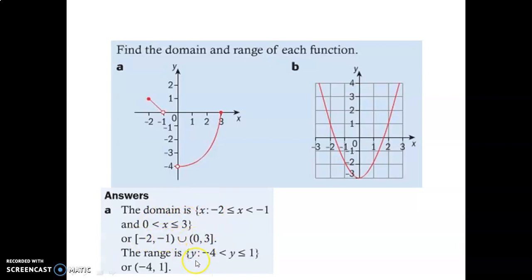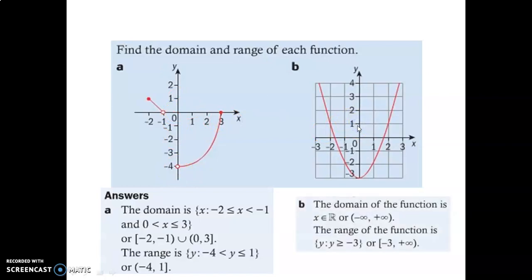The range is given like this, from -4 all the way up to 1. And notice that since this one ends at y equals 0, and this one begins at y equals 0, but this one's shaded, y equals 0 is included, so you don't have to put a break there. It just goes straight through from this value all the way to this value. All right, try the next one here, B. Check your work here.